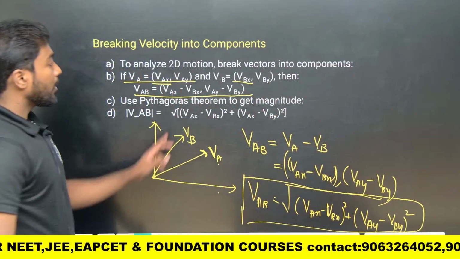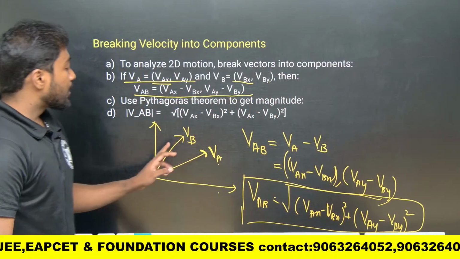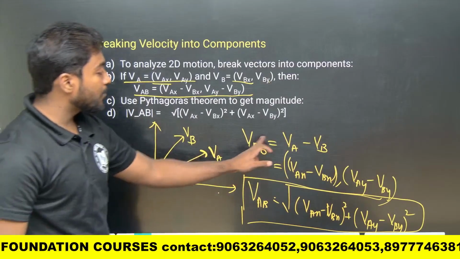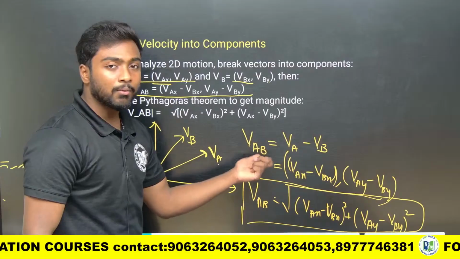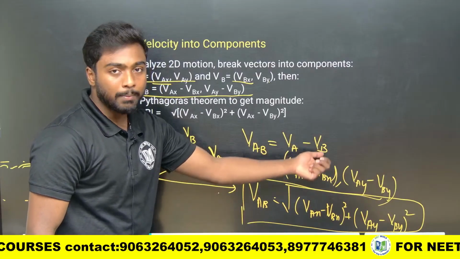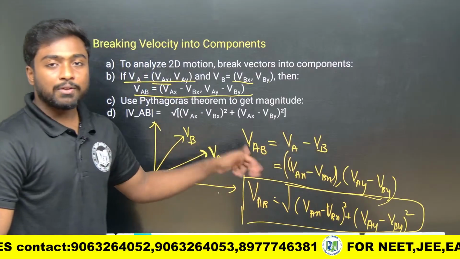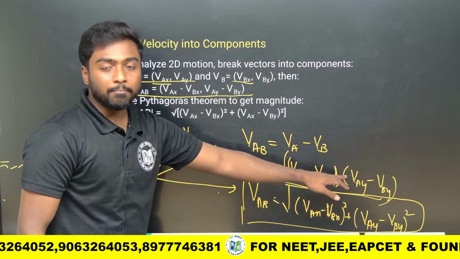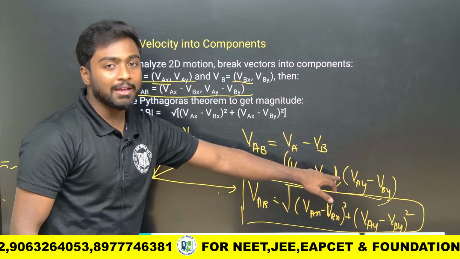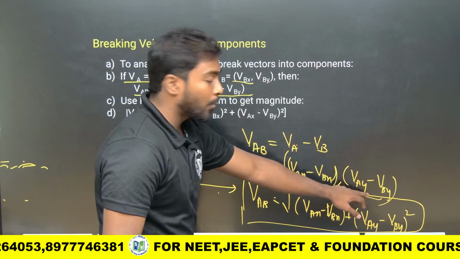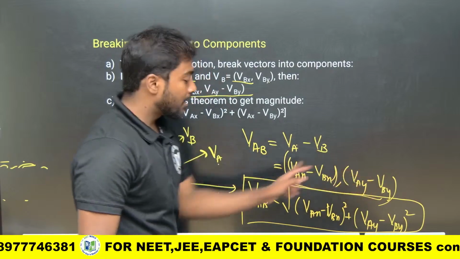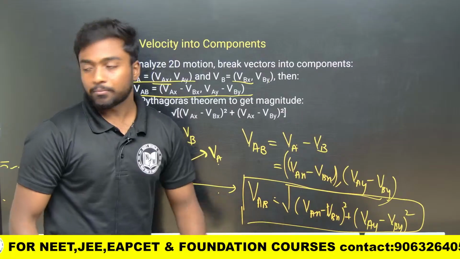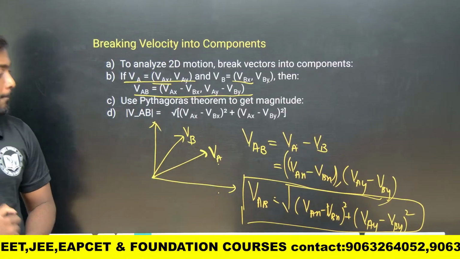No need to worry when they give it in two dimension. Take components in x axis and y axis, then apply the formula, velocity of A with respect to B, that is VA minus VB, the same formula as we used in one dimension. So subtract x axis, A minus B, next y axis, A minus B, then take the root over that, and you will get the final answer, velocity of A with respect to B.